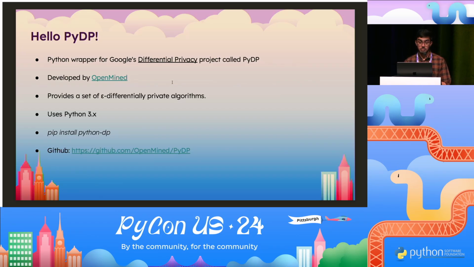And it was developed by OpenMined. It provides a set of epsilon differentially private algorithms. It uses Python 3, you can install it using pip, so all the good stuff. And they have a GitHub page in which they are actively working on some of the issues, like adding support for machine learning algorithms and so on. So I specifically worked on a neural network algorithm, but I used Google's differential privacy library, which is in C++. But then I was also interested in finding out what support we have in Python, and that's how I thought it might be a good idea to share with people the existence of PyDP.